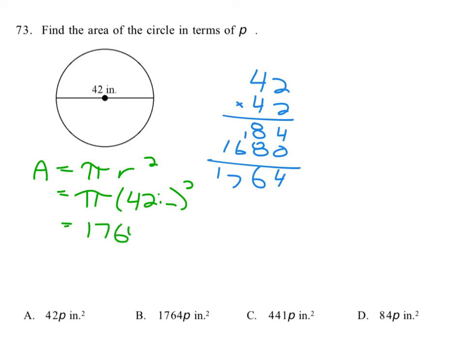1,764 is this part, 42 times 42, and we have to multiply by pi, but it says keep it in terms of pi, so we're going to write 1,764 pi, and then inches times inches is inches squared. So that's the value that we get, and we see that the answer here is B.